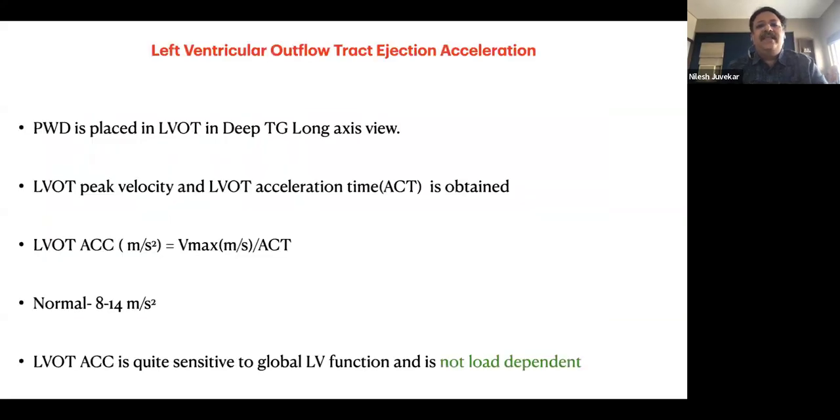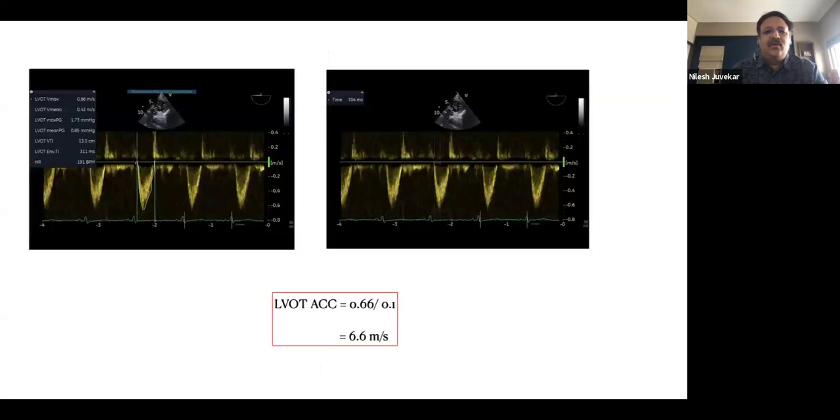Now the LVOT outflow tract ejection acceleration. So what is this? We get the LVOT outflow trace, which we all know we can do by placing the pulse wave Doppler 1 centimeter inside the aortic annulus, either in the deep transgastric long axis or the transgastric long axis view. From there we get two values, the LVOT Vmax as well as the acceleration time, and the normal values are around 8 to 14 meters per second. It is not load dependent. That's the advantage of this. So how do we do this?